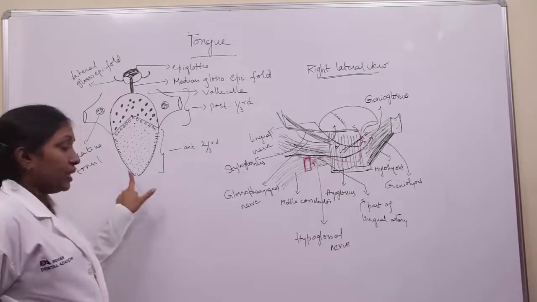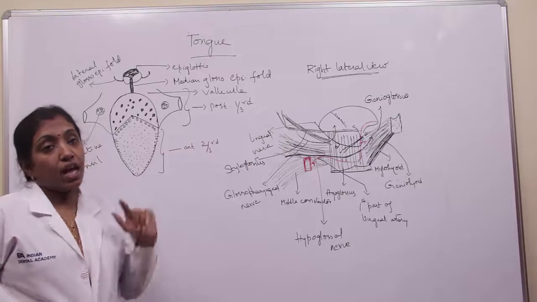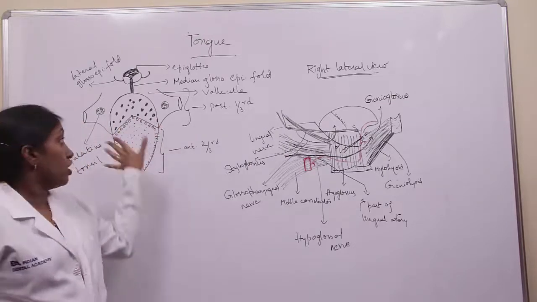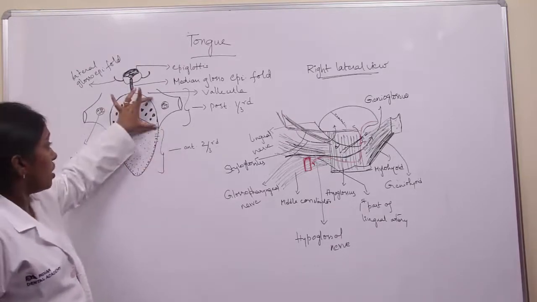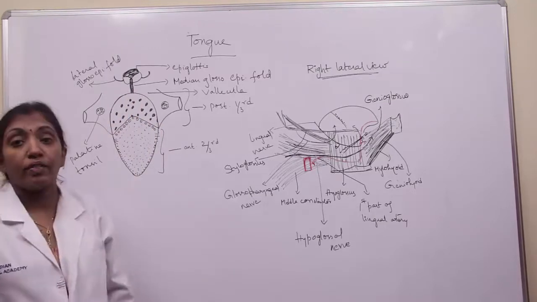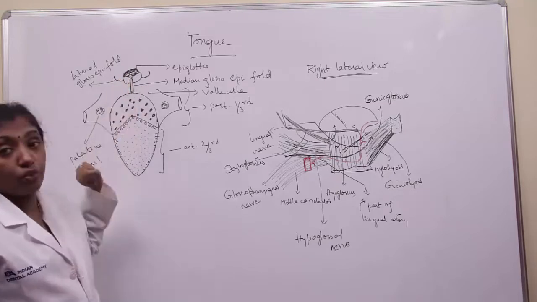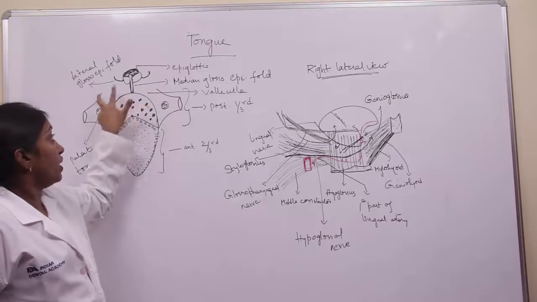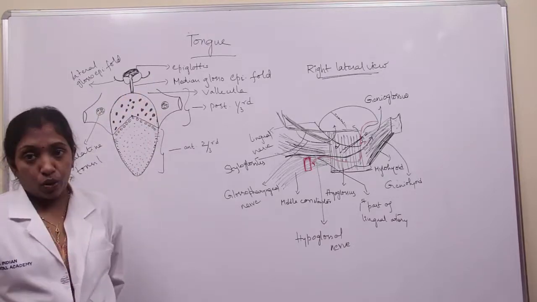The tip is directed forwards and is in contact with the incisor teeth. And coming to the base of the tongue, it is formed by the posterior one-third of the tongue. This is the posterior one-third and this is the anterior two-thirds. The base is connected to the epiglottis by the median epiglottic fold as well as lateral epiglottic folds. On either side of the lateral epiglottic fold, there are depressions. We call them valleculae.